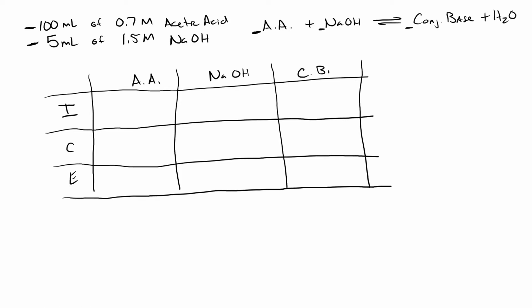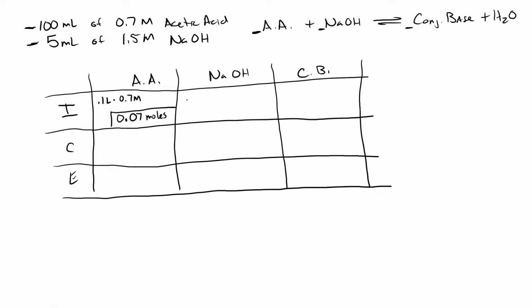So the ice table, what are our initial concentrations? Well, our initial concentrations are of course given right here. We're going to convert everything to moles so that we don't have to worry about the ever-changing volume of this reaction, right? If we add 100 plus 5, we have 105. We don't want to divide everything by 105, so we're just going to go to moles. So I'm going to take 0.1 liters times 0.7 molar, and that's going to give me 0.07 moles of acetic acid to begin. Right, so this is my initial concentration of acetic acid.